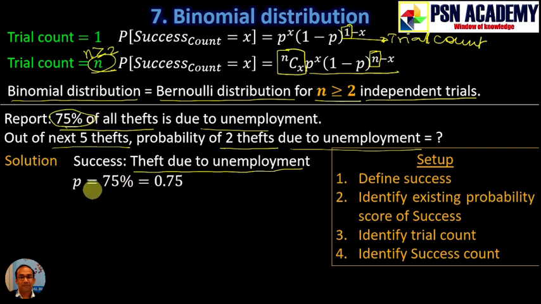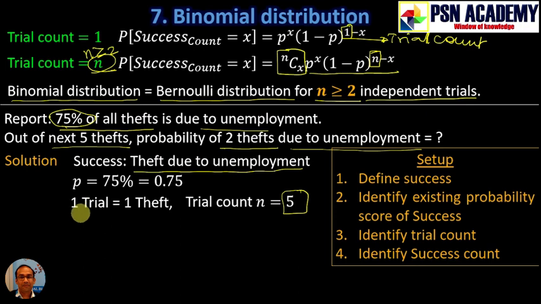75%. So P is 0.75. Next, identify the trial count. How many trials do you want to have? In this example, the next 5 thefts. That means you are looking for 5 thefts, and out of those 5 thefts, you are looking for the probability of 2 thefts, right? So those 5 thefts will be your trial. So the trial count N is 5, because one trial is equal to 1 theft, right?